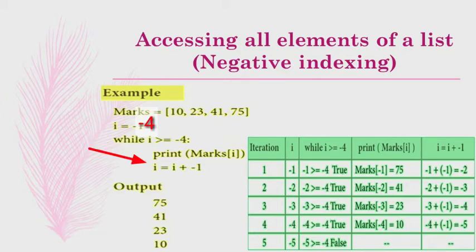And next, again update the value. So minus 4 minus 1 means minus 5. Minus 5 is greater than or equal to minus 4. Check the condition. Here this condition becomes false. So here you have to terminate the loop. Okay. So this is the output.